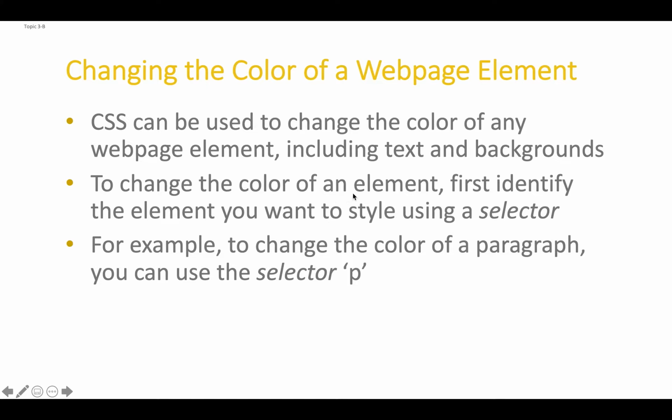To change the color of an element, you first identify the element you want to style using a selector. So let's say you wanted to change the color of a particular paragraph. So you would use the selector P, and this would actually change the color of all the paragraphs on the whole page.